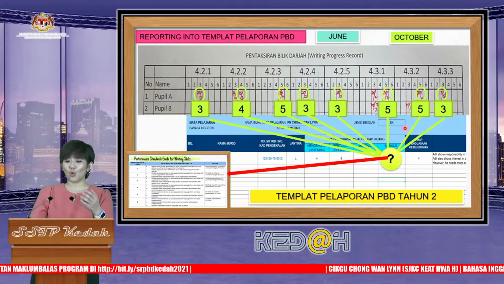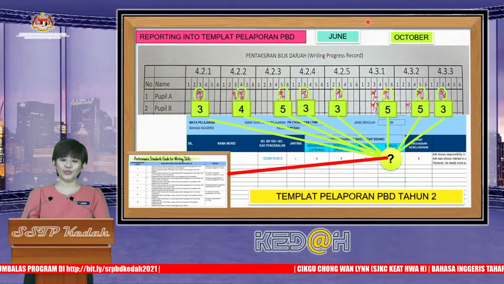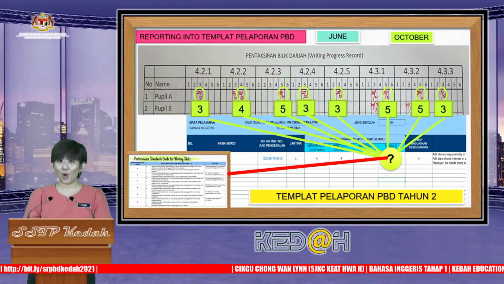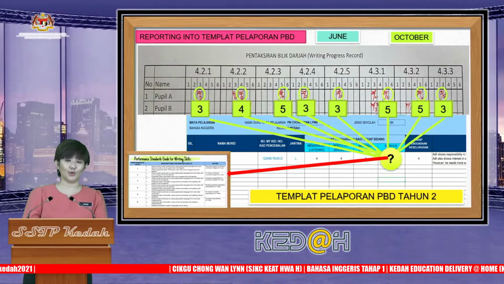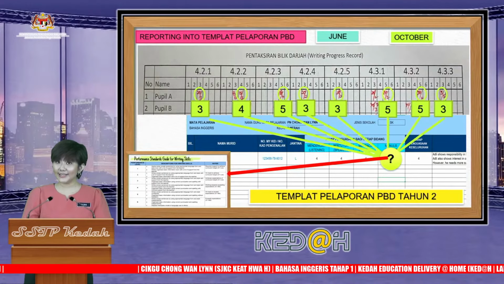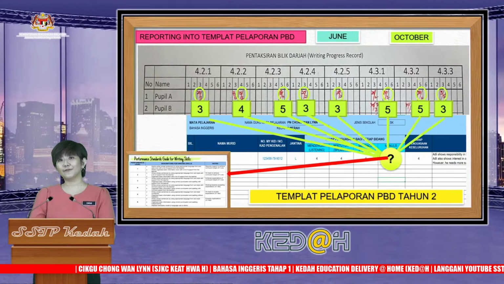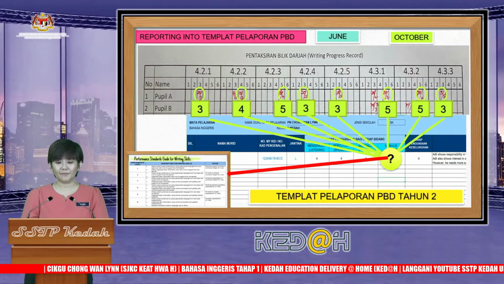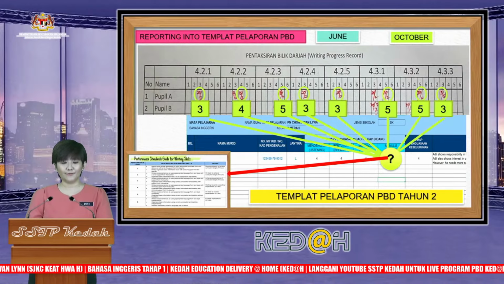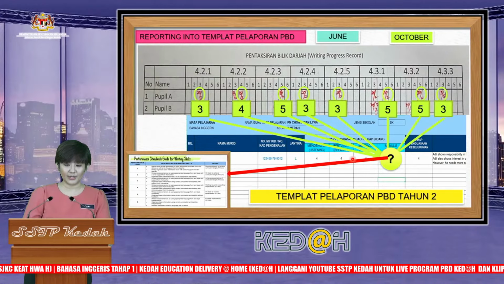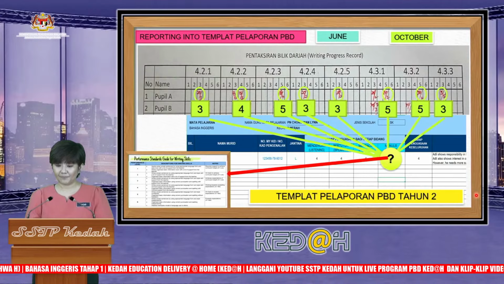So, twice a year, which is in June and in October, the teachers are required to do the reporting of the performance level of our pupils in the template pelaporan PBD provided by the Curriculum Development Division, BPK, in the form of Microsoft Excel. So as we can see, we are required to report the performance level based on the 4 skills, namely listening, speaking, reading, and writing.